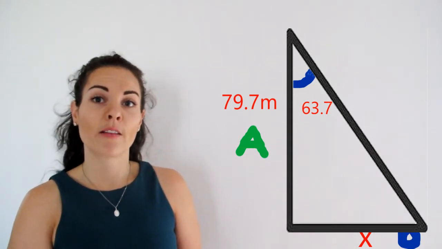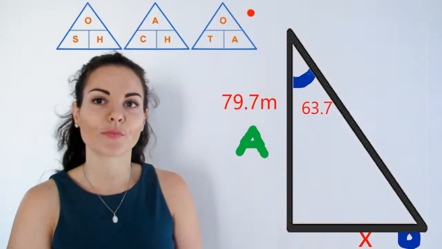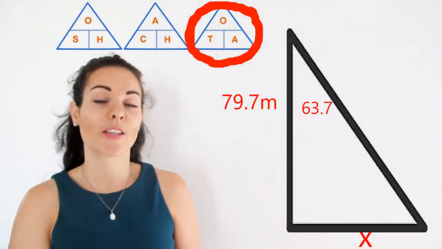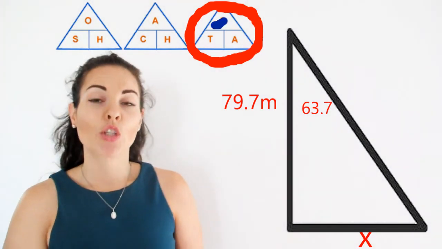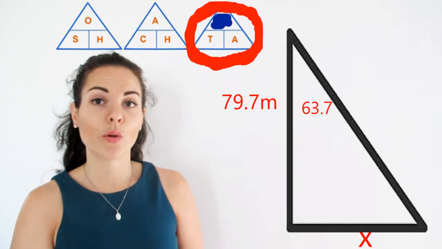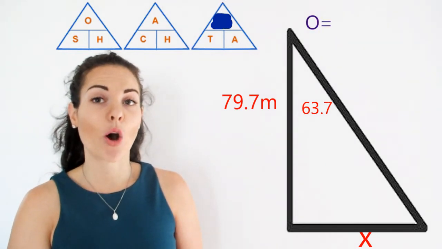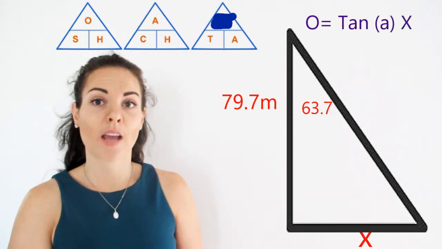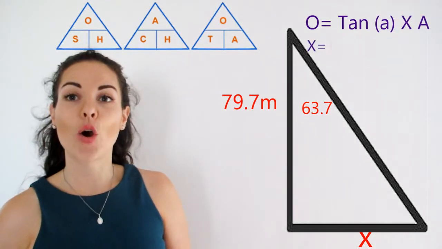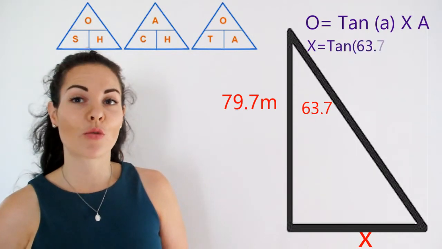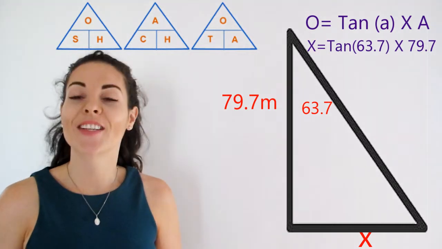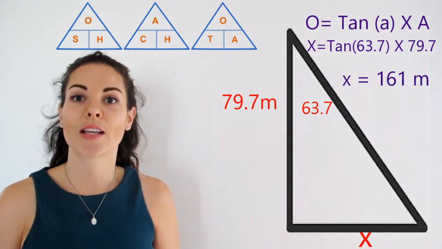So we want a formula that includes O and A. If we look at our pyramids, we see that it's the tan one. This includes O and A. So if I put my finger on the O, we will see that the opposite equals the tan of the angle times the adjacent. So in this case, O equals tan of 63.7 times 97.7. The distance equals 161. Okay, let's look at another example.